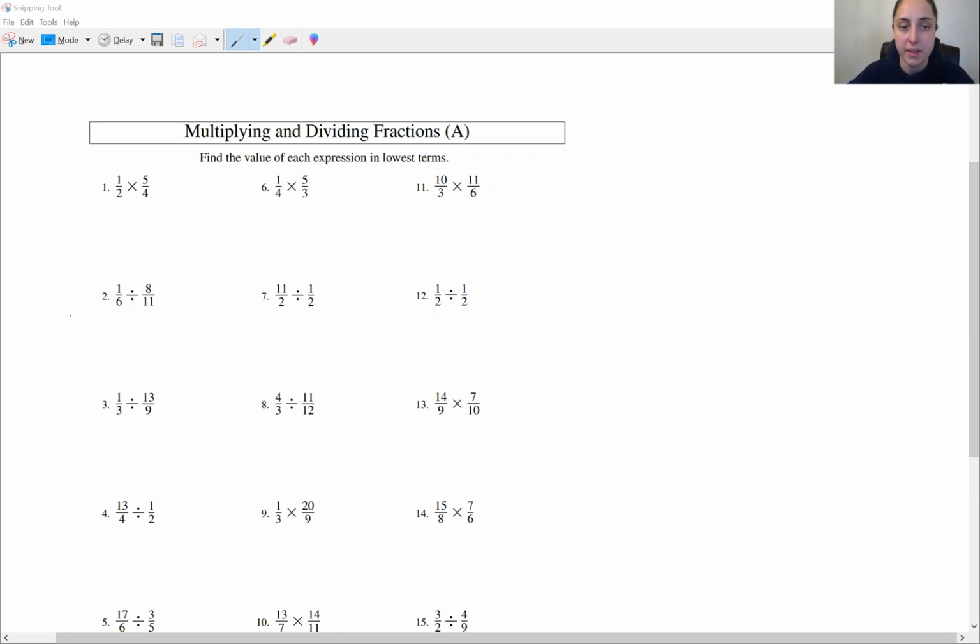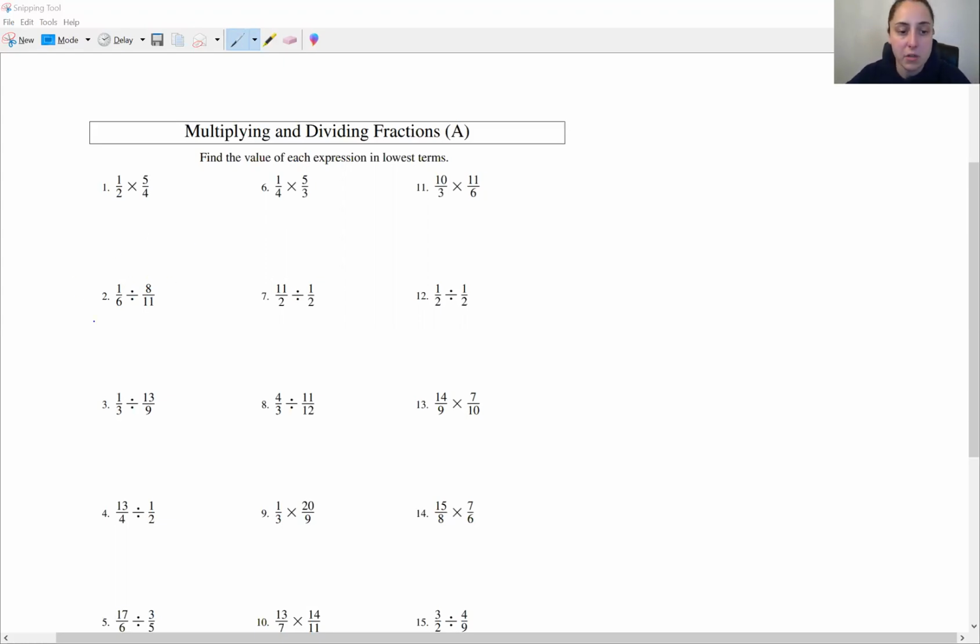Now you can print this assignment and do it on paper that way, right on the page. Or if you don't have access to a printer, no big deal. Just take a regular blank piece of paper, and write down the questions and the answers yourself. So for example, you'd write number one, maybe your name and date at the top. You'd write number one, 1/2 times 5/4, and you would just do the question right there on the paper. It's great if you can print it, but no big deal if you can't.